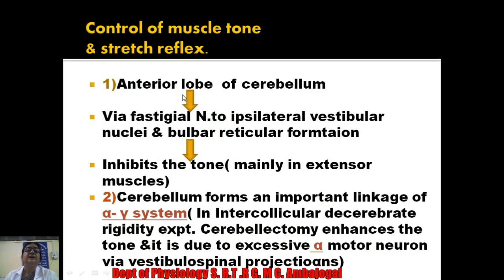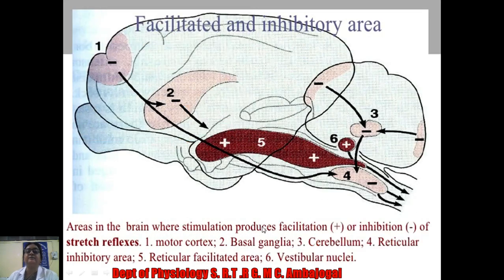Here the influence on tone is explained with this chart. The anterior lobe of the cerebellum acts via the fastigial nuclei on the ipsilateral vestibular nuclei and bulbar reticular formation. Already I have explained with the help of the image that this inhibits the tone. So what is the influence? It is the inhibition of tone, via both the vestibular nuclei as well as the reticulospinal nuclei. Now the second point: the cerebellum forms an important linkage of the alpha-gamma system. I will explain that with the help of this image.